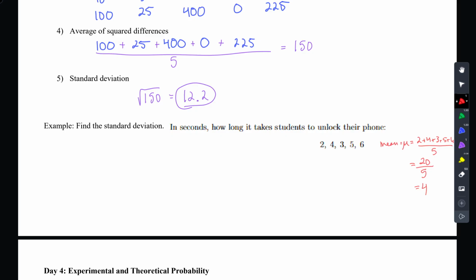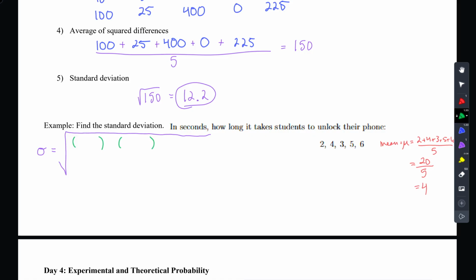Now, this is one way you can do this. You don't have to. But to find the standard deviation, what I can do is do it all at once. So I'm going to have like a huge square root. Okay. And what I'm going to do is I'm going to take the difference between the mean and all the numbers. So I'm going to do, here, I want to keep with my colors that I'm doing this with. So I'm going to take the difference between all the terms and the mean.